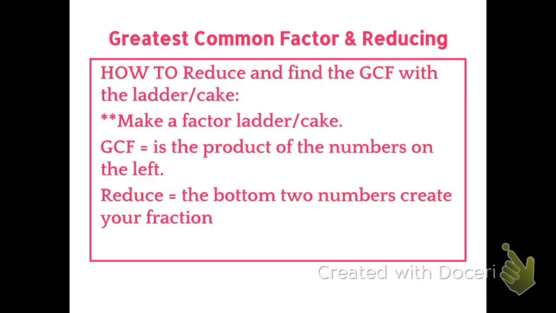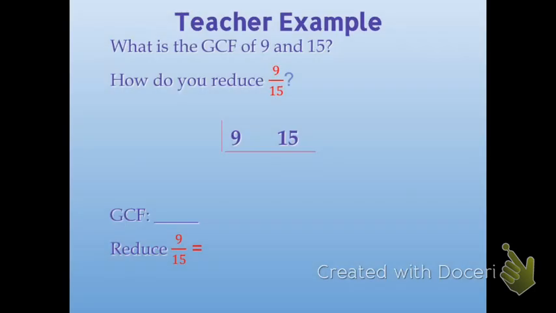Okay? So the greatest common factor is the product of the numbers on the left, and to reduce, you use the bottom two numbers to create your fraction. Hold those thoughts in your head, because that probably doesn't mean anything to you yet until I've shown you what it looks like. But just keep in mind that this is what we're doing. We're going to go straight into it, okay?